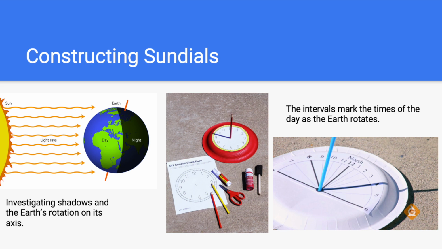To make a sundial, get a flat plate and a stick for the middle, then start at noon and mark the shadows at different intervals of the day.